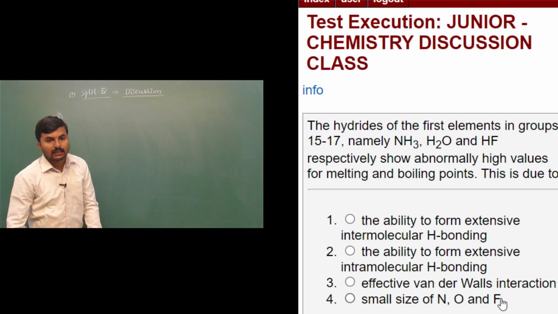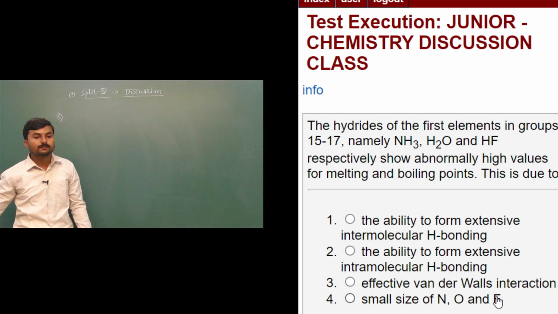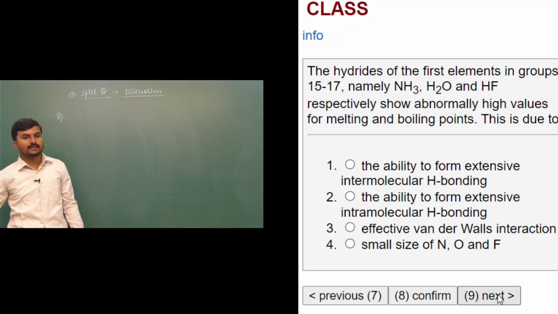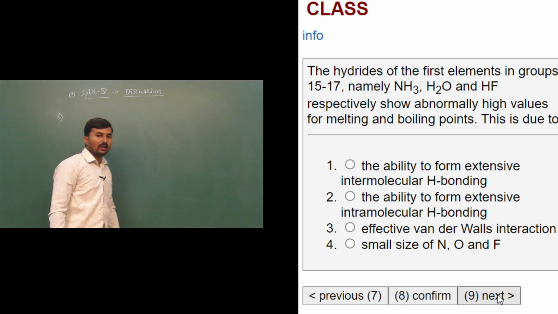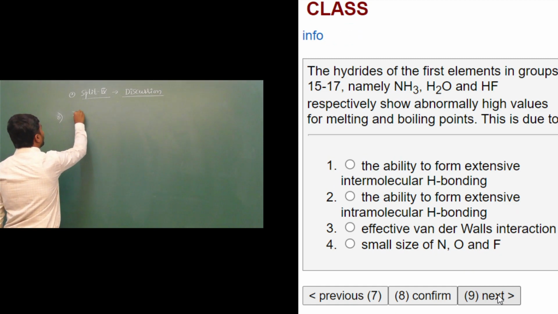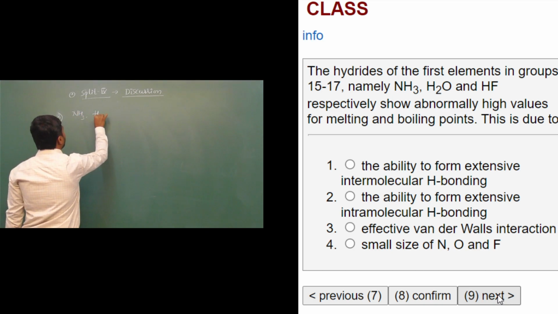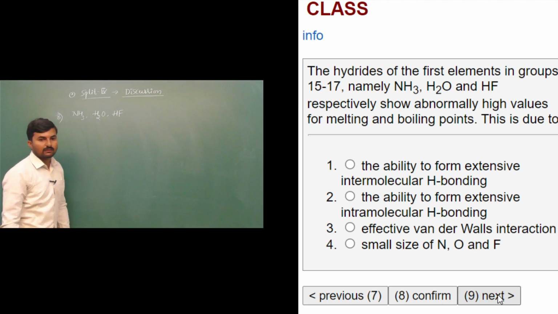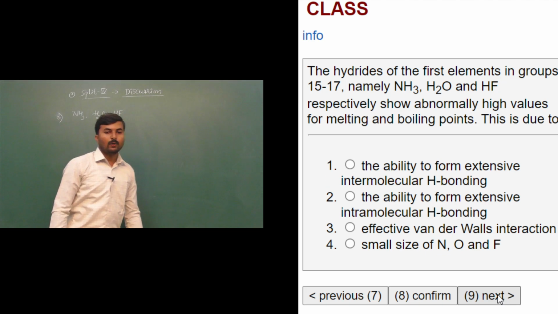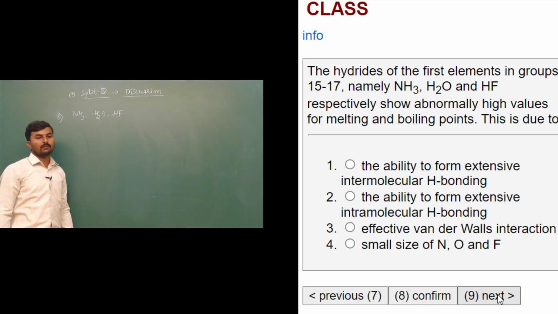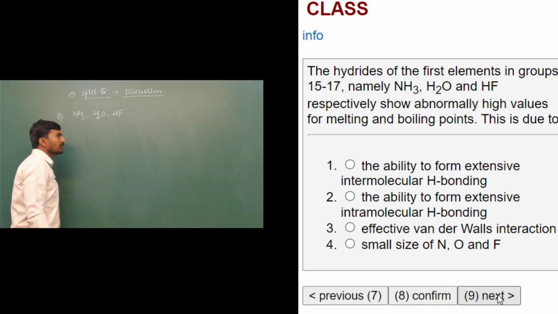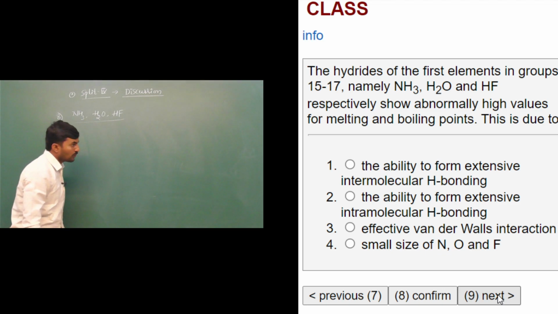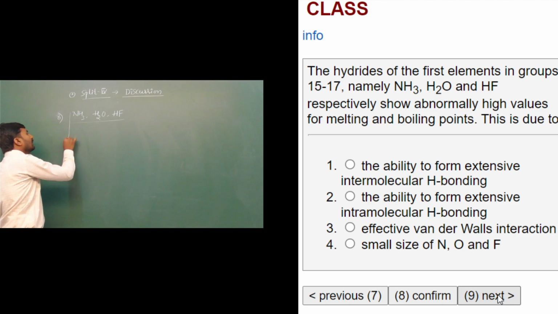This is regarding the hydrides of different elements. The hydrides of the first elements in groups 15 and 17, namely NH3, H2O and HF, respectively, which show abnormally high values for melting and boiling points, that is due to. What they are asking here is why these different hydrides show abnormally high melting and boiling points.